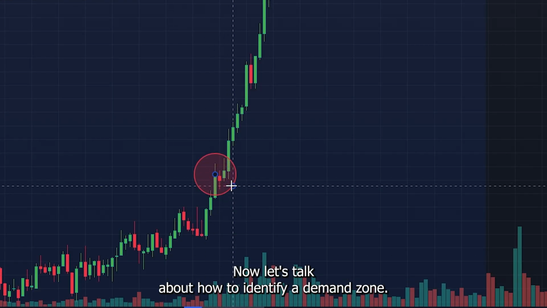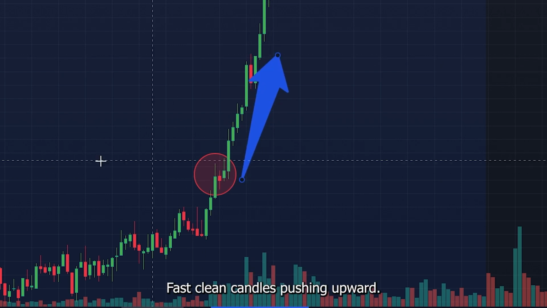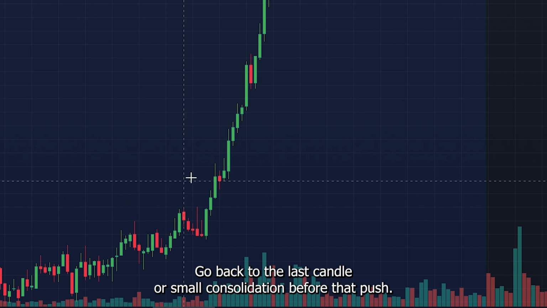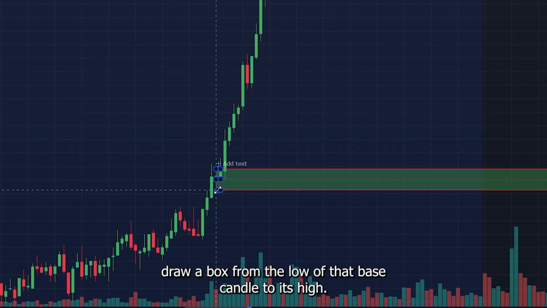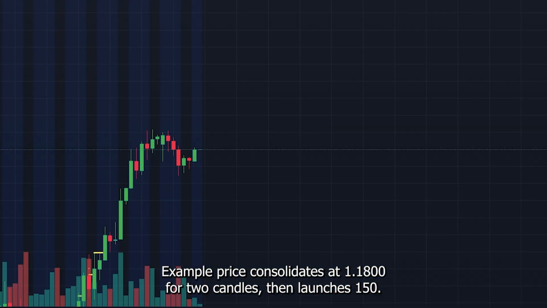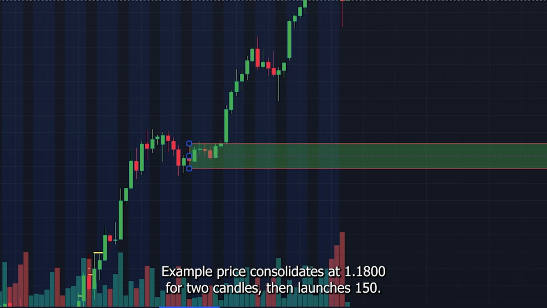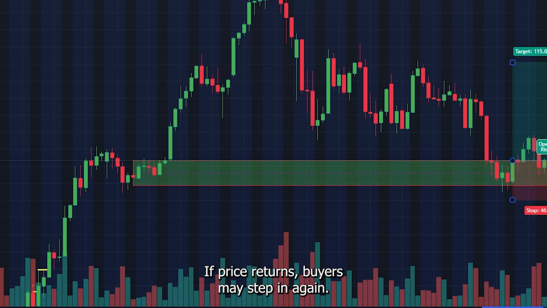Now let's talk about how to identify a demand zone. Look for a strong bullish move, fast, clean candles pushing upward. Go back to the last candle or small consolidation before that push. Draw a box from the low of that base candle to its high. Include the body and wick. That box is your demand zone. Example, price consolidates at 1.1800 for 2 candles, then launches 150 ticks. That base becomes your demand zone. If price returns, buyers may step in again.